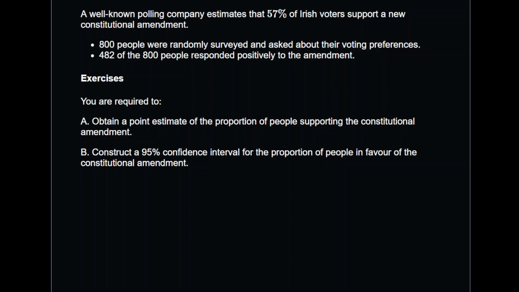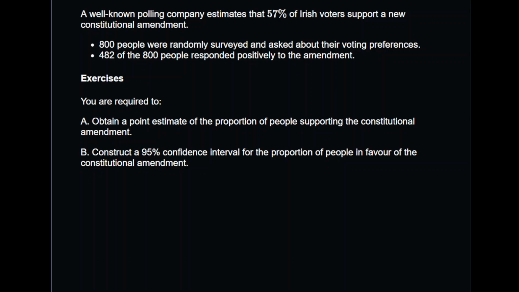A well-known polling company estimates that 57% of Irish voters support a new constitutional amendment. 800 people were randomly surveyed and asked about their voting preferences. So there we have the sample size. And 482 of the people responded positively to the amendment, which is to say they are going to vote yes.